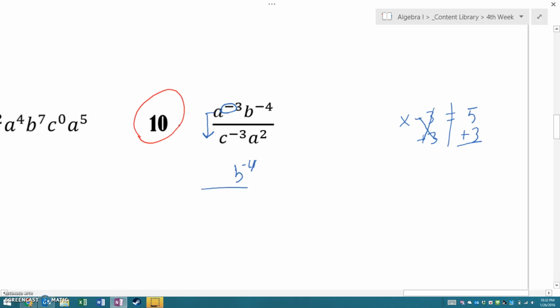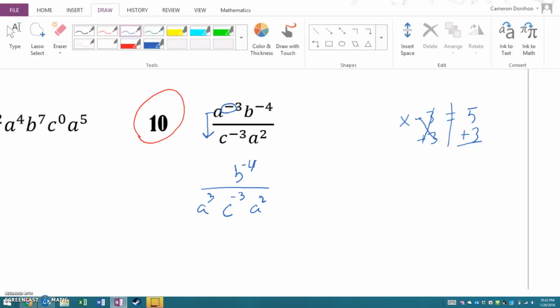Sorry, it's a 4. Now that I've moved this across, that's going to be a positive, just like when I move on an equation, when I eliminate and move over, that's going to be positive. C to the -3rd power, a squared. Okay, next piece.